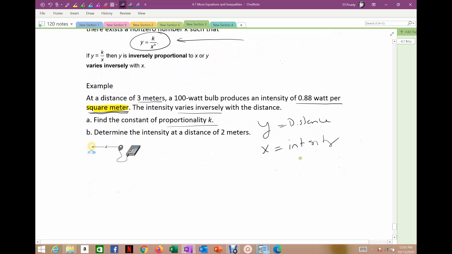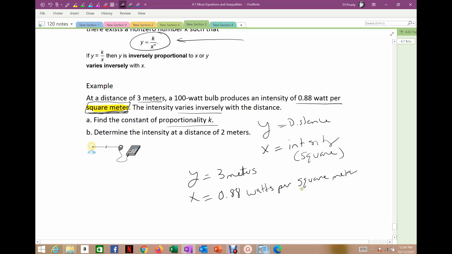Okay, so when I set this up, the intensity is a square, right? Because they told me it's a square meter. And so when we have our intensity, y is the distance, 3 meters. X is the distance, or the intensity, which is 0.88 watts per square meter. And that gives it away, that's why we always tell you to put units on things. The units help you set up the problem. These units here are helping me set up the problem.